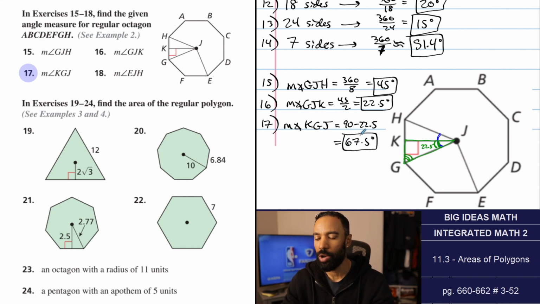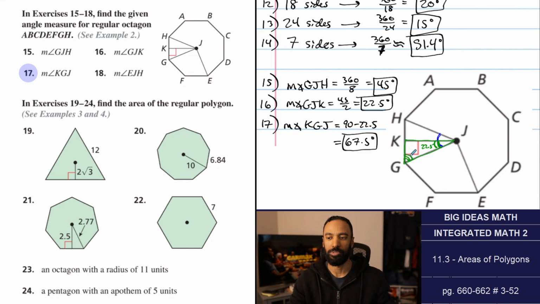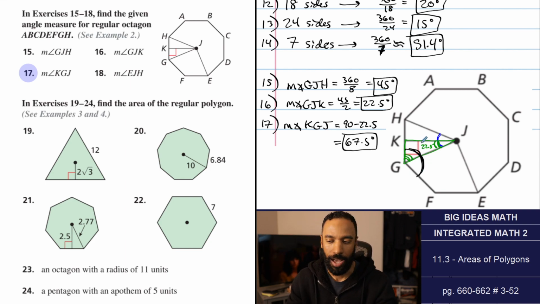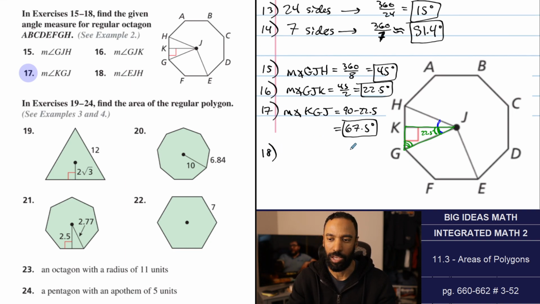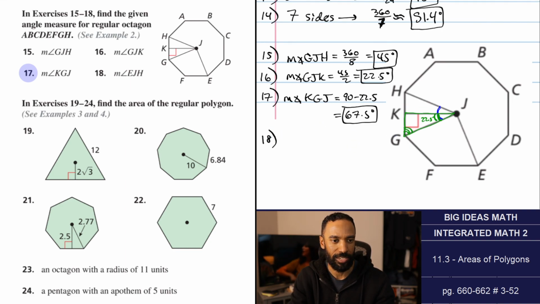I probably will use that one less often, or I would probably obtain it in a different way if you know how to find the measure of an interior angle of a regular polygon. Maybe. It depends on which one would be faster in that case. But generally, I don't need to find that one if I have the central angle bisected.